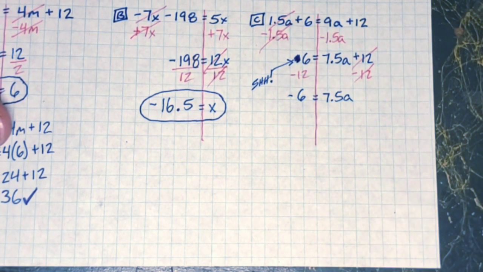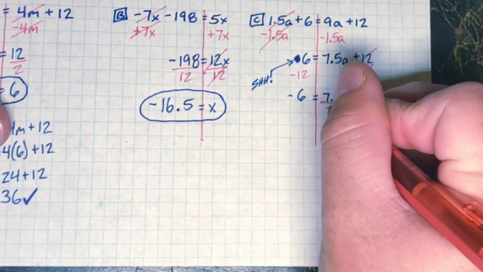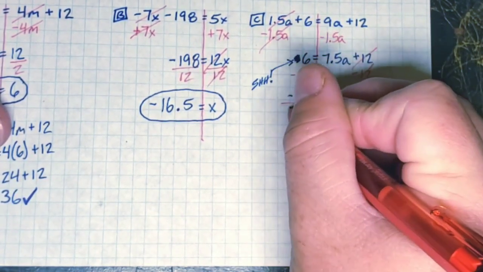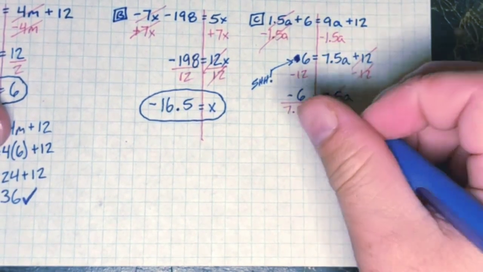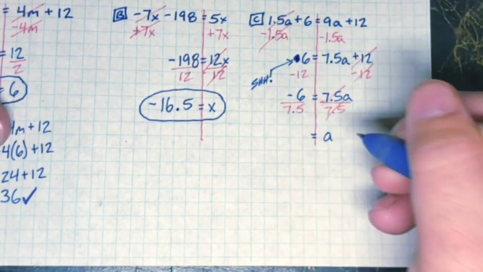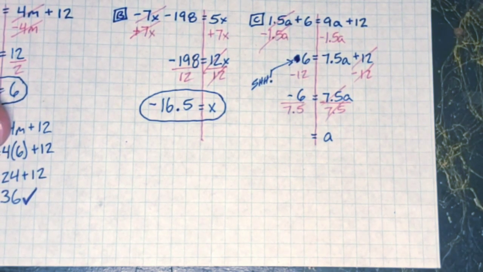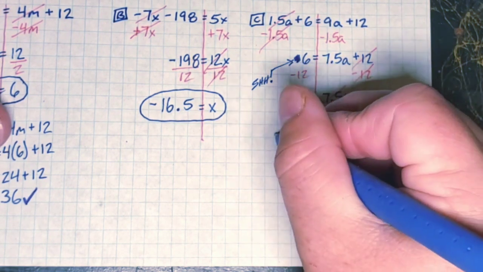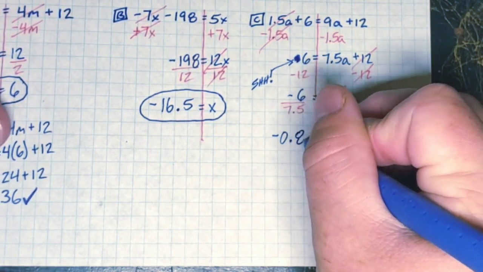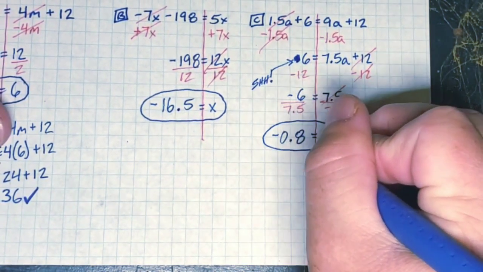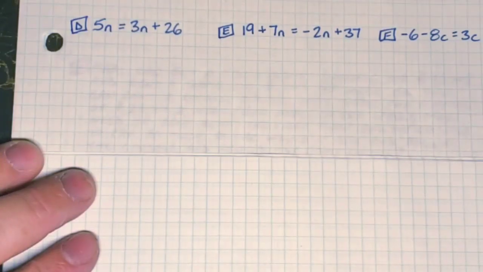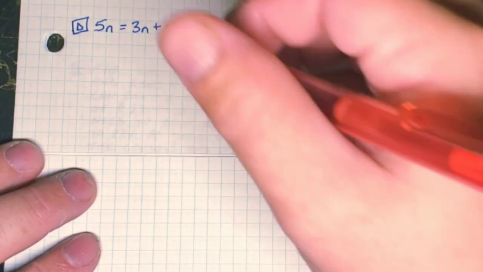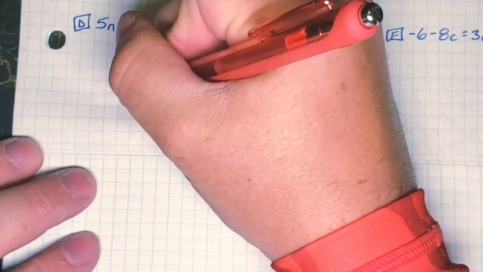And then we need to divide both sides by 7.5, which leaves a equals, let's see, negative 6 divided by 7.5 is negative 0.8. All right, let's try a couple more of those. We got a couple more opportunities to show just what we've learned so far.